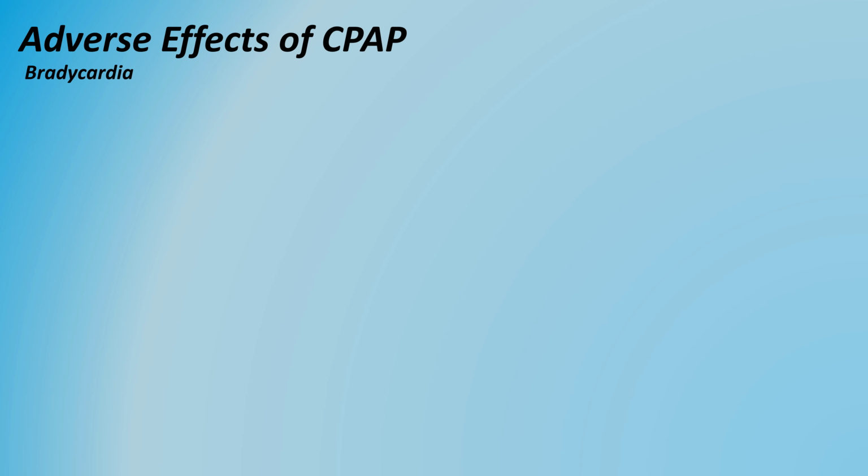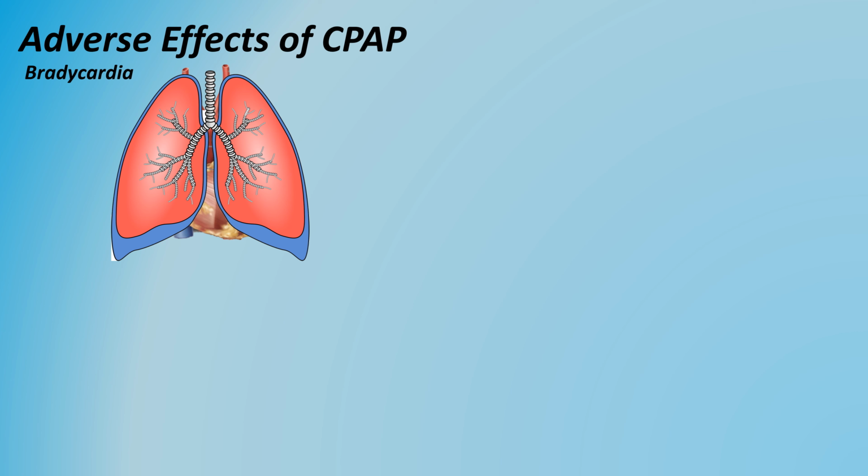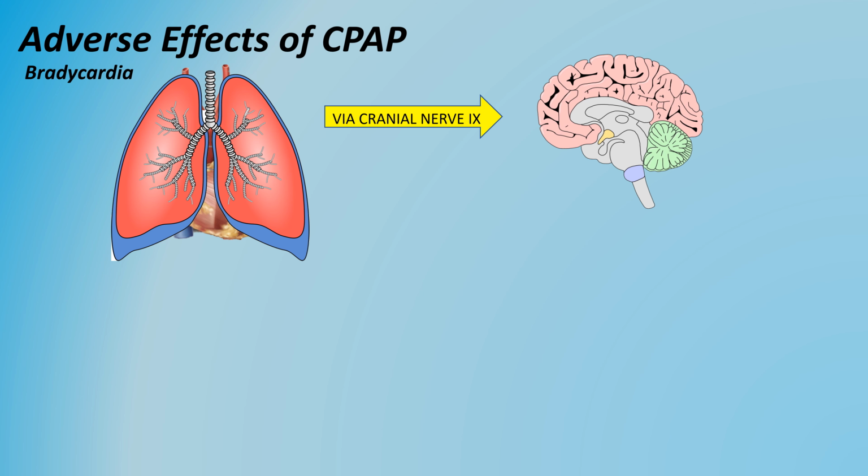The increased intrathoracic pressure can also cause bradycardia. Basically, there are high pressure baroreceptors found in the aortic arch of the heart. Pressure is put on the baroreceptors, which send signals up the glossopharyngeal nerve to the medulla. Medulla confirms signals to slow the heart rate.